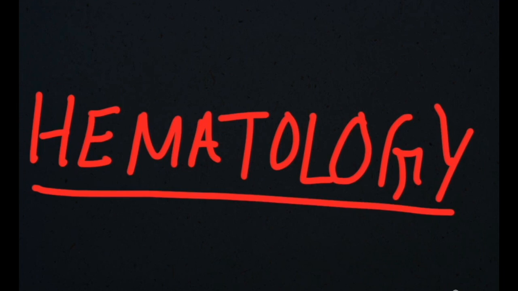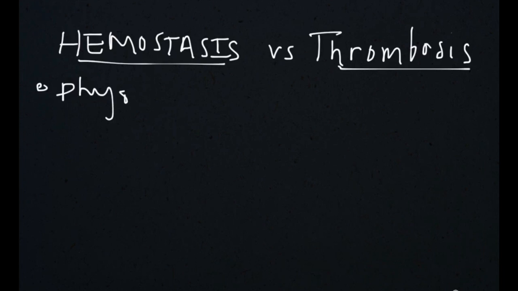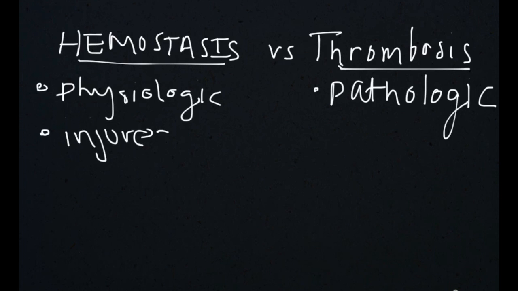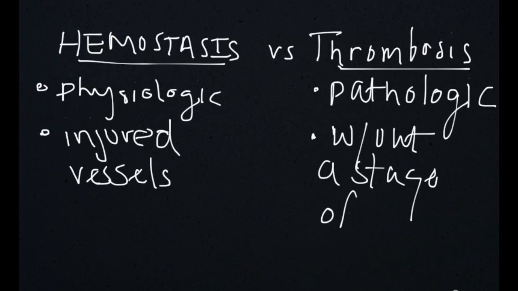We're going to be starting our new series today on hematology, and we're basically going to be talking about the formation of the platelet plug as well as the coagulative process. Let's start with a quick discussion on the difference between hemostasis versus thrombosis. So hemostasis is a physiologic process versus thrombosis being a pathologic process, a pathologic process that can sometimes occur without a state of injury, whereas hemostasis will typically be associated with injured blood vessels to get the bleeding under control.